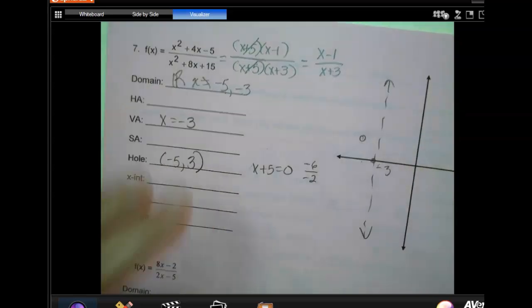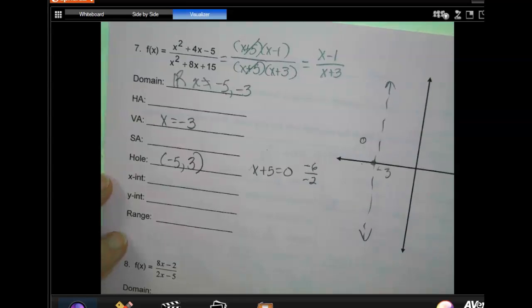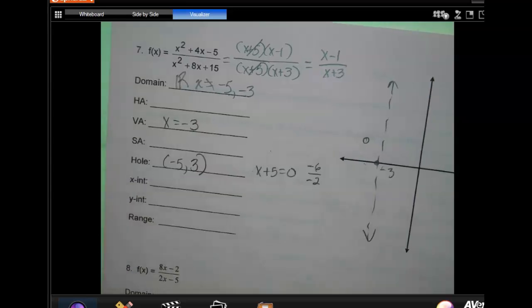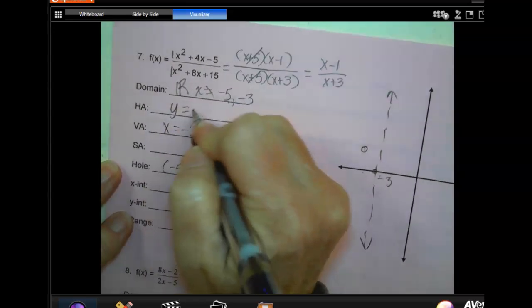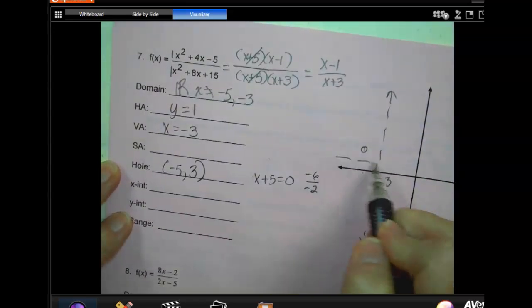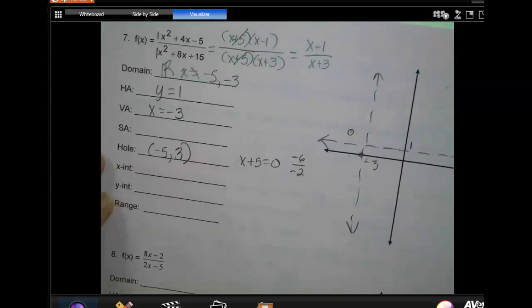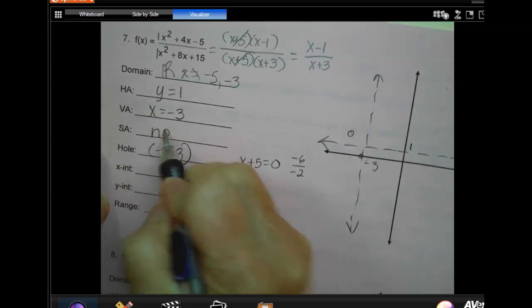Okay. So next, what's the horizontal asymptote? How do I find horizontal? What do I look at? The exponents. And what do I know about the exponents here? They're tied. So 2 and 2. So what are the coefficients in front of them? 1 and 1. And so that's going to give me a horizontal asymptote of y equals 1. So I'm going to go ahead and dot that in. And this is my 1. If I have a horizontal asymptote, do I have a slant? No. So I have a none.